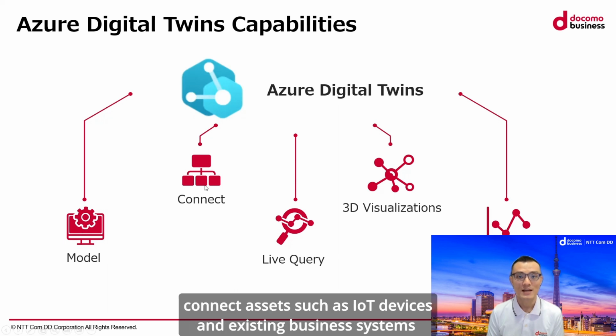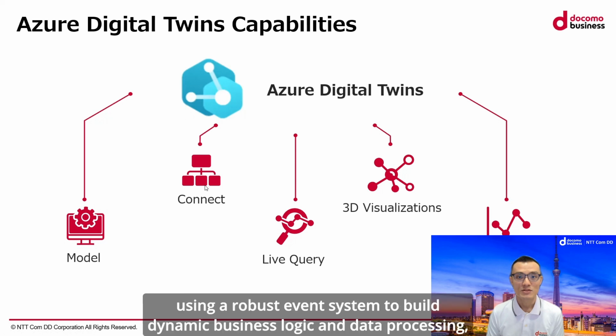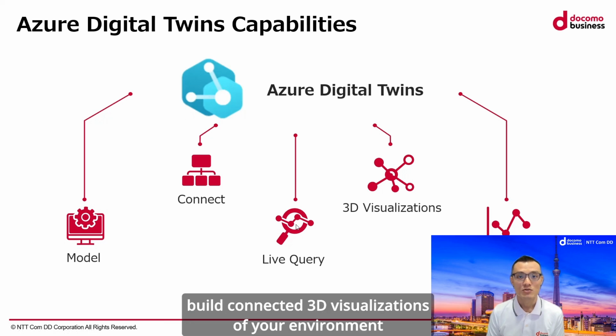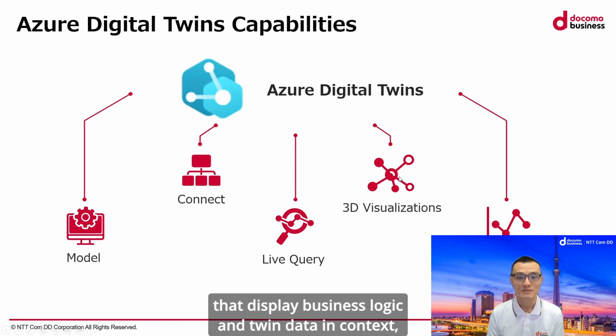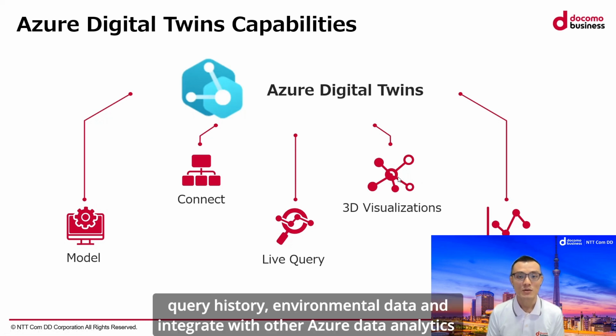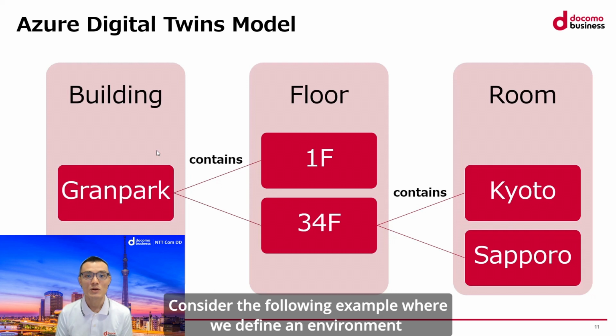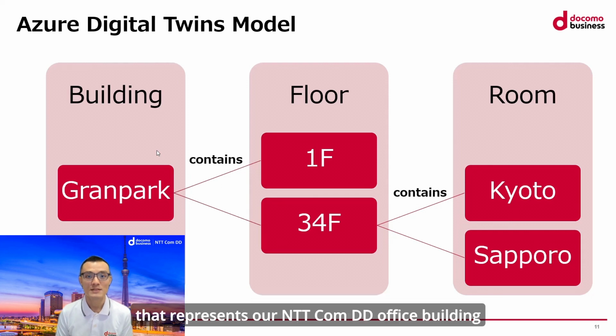Connect assets such as IoT devices and existing business systems using a robust event system to build dynamic business logic and data processing. Query the live execution environment to extract real-time insights from your twin graph. Build connected 3D visualizations of your environment that display business logic and twin data in context. Query history, environmental data, and integrate with other Azure data analytics and AI services to better track the past and predict the future.